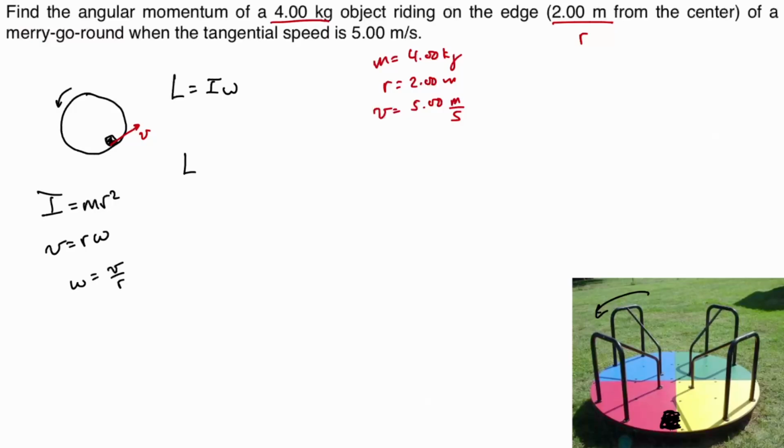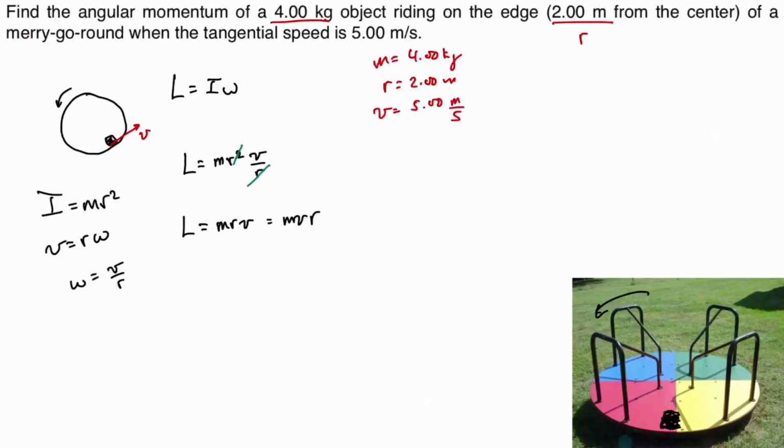So now I can put this together. My moment of inertia is mr squared. My omega is v over r. This can get cleaned up a little bit, can't it? The r's cancel, and I'm left with mrv, which is usually written mvr. Again, I don't know why.